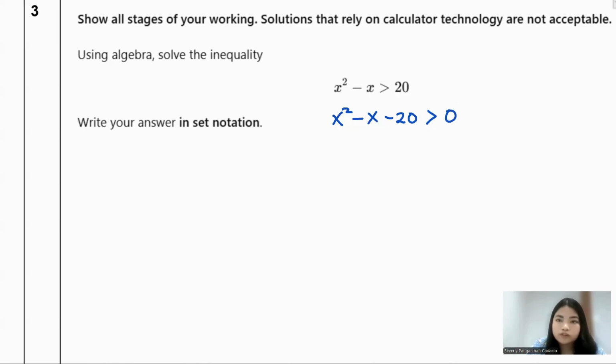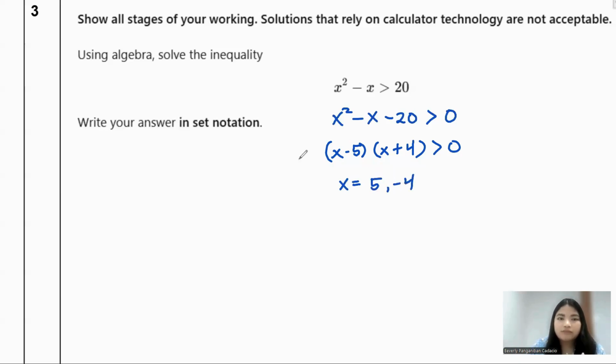Then what you're going to do is you're going to factor this one. Think of two numbers that when you multiply, negative 20, when you add, negative 1. So basically, we have negative 5 and positive 4. And once again, this is still greater than 0, but we're going to do something for a proper inequality later on. So I know that x will be just a reverse, will be 5 and then negative 4.